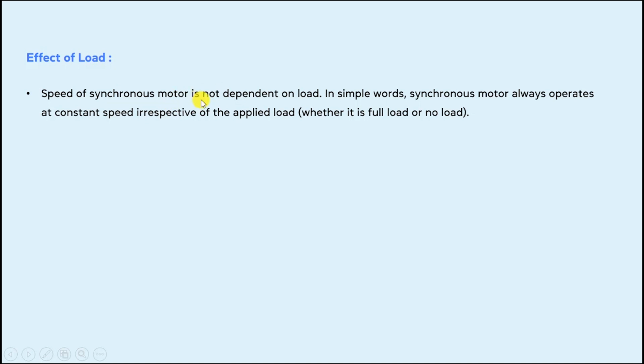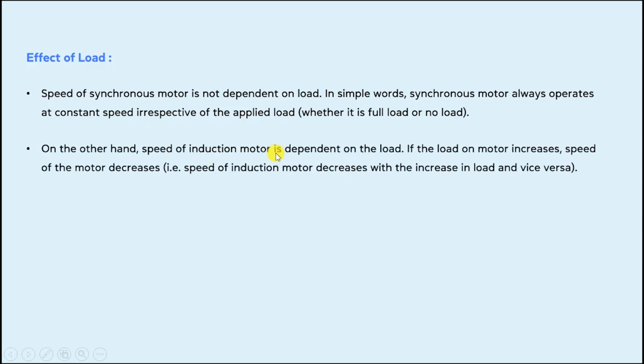The next point which we are going to talk about is the effect of load. Speed of a synchronous motor is not dependent on load. In simple words, synchronous motor always operates at a constant speed irrespective of the applied load, whether it works at a full load or a no load. So the speed of a synchronous motor is always constant and it is not dependent on the load.